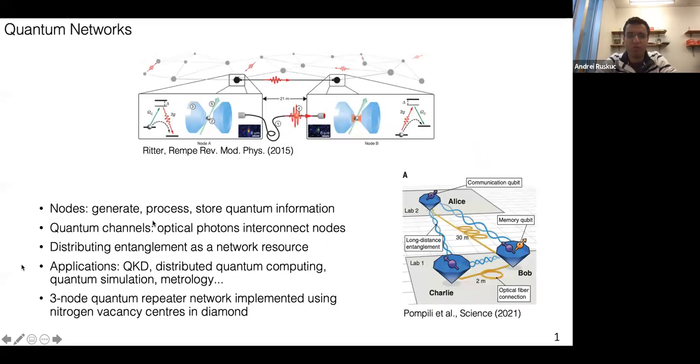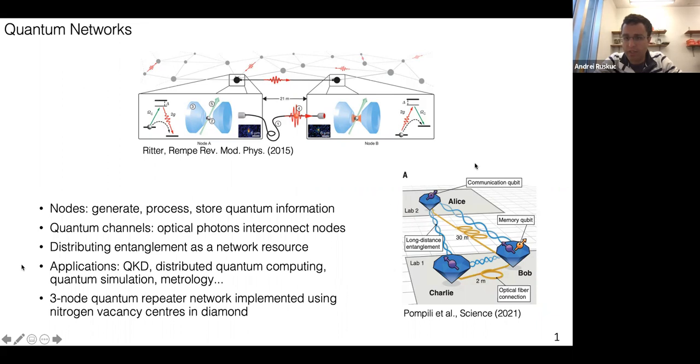So the motivation for our work is really building large-scale optical quantum networks. And these typically consist of quantum nodes, which have the ability to generate, process, and store quantum information, and quantum channels typically consisting of flying photonic qubits, which can be used to interconnect these nodes. Unlike conventional classical networks, these quantum networks have the ability to distribute entanglement as a network resource. And this enables applications such as quantum key distribution, distributed quantum computing, quantum simulation, and metrology.